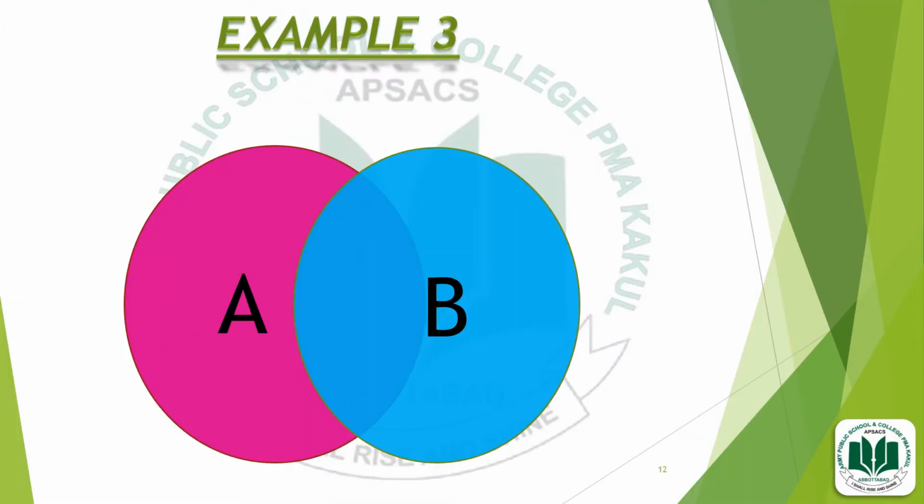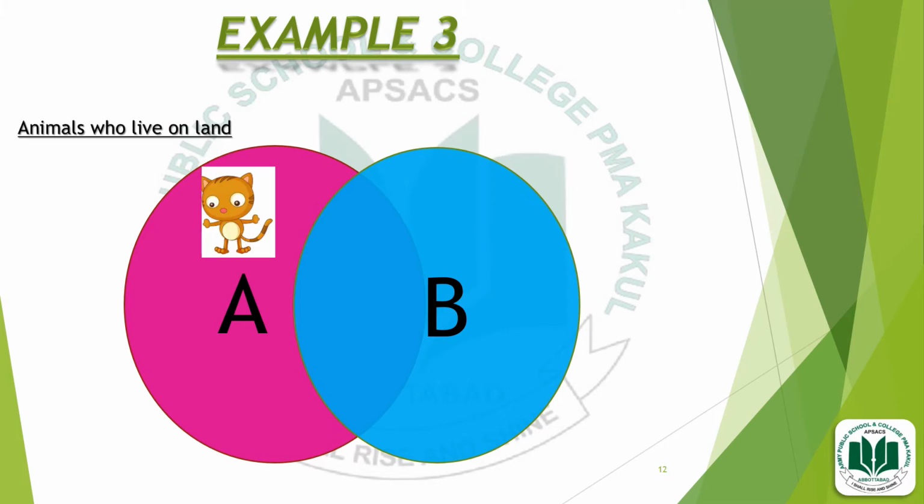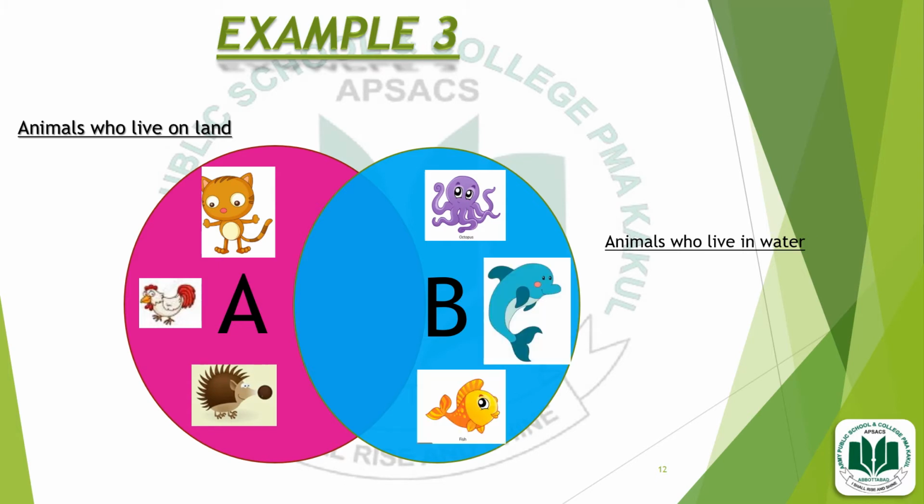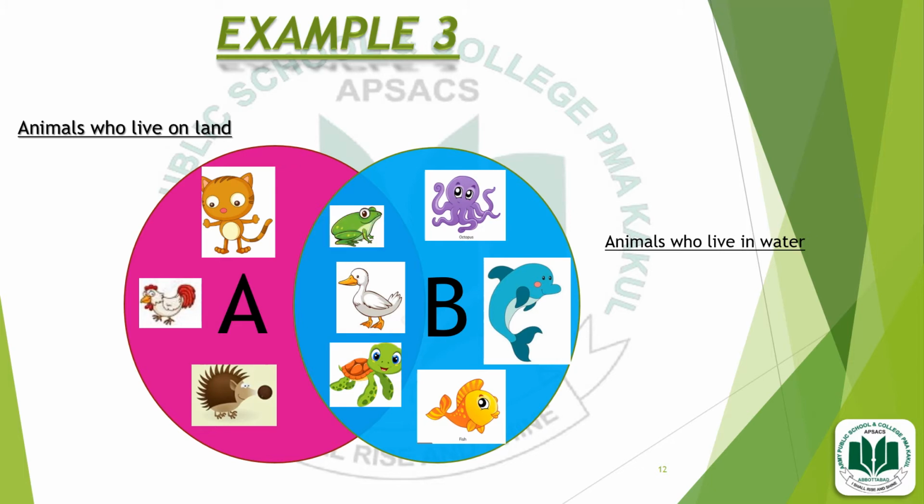Let's look at another interesting example about habitat of animals. There are some animals that live on land, like cat, hen, and porcupine. Then there are some animals that live in water, like octopus, whale, and fish. But then there are some other animals that live both in water and on land, like frog, duck, and turtle.